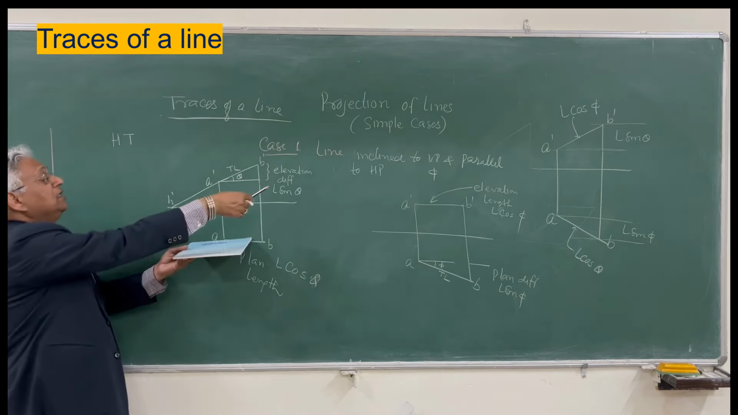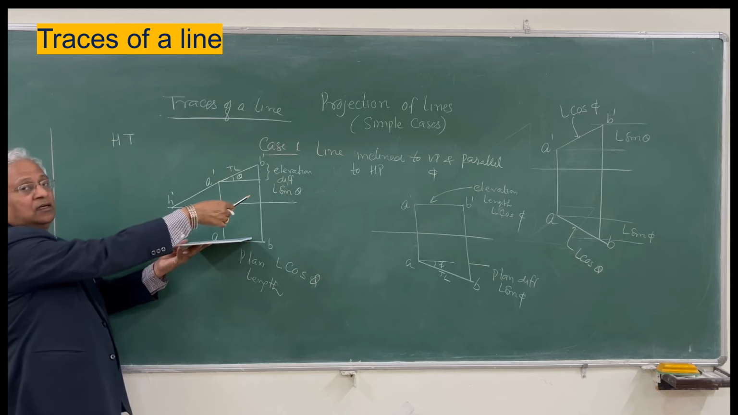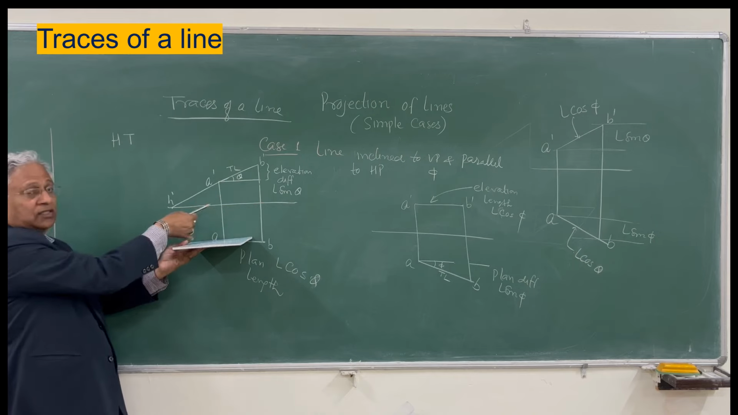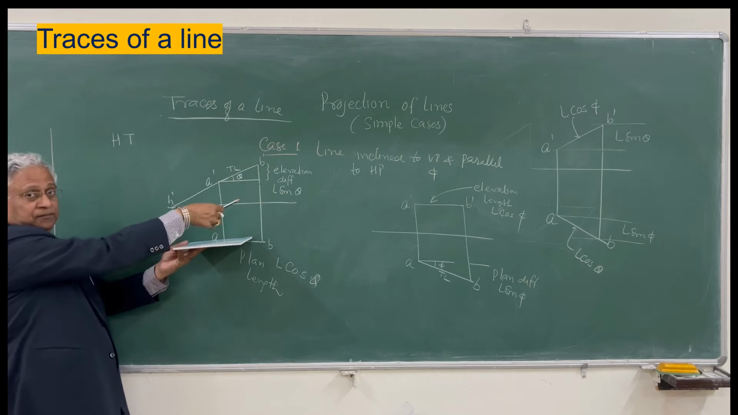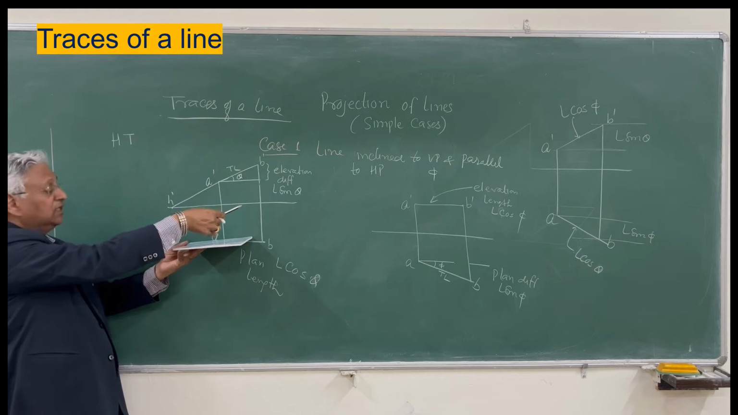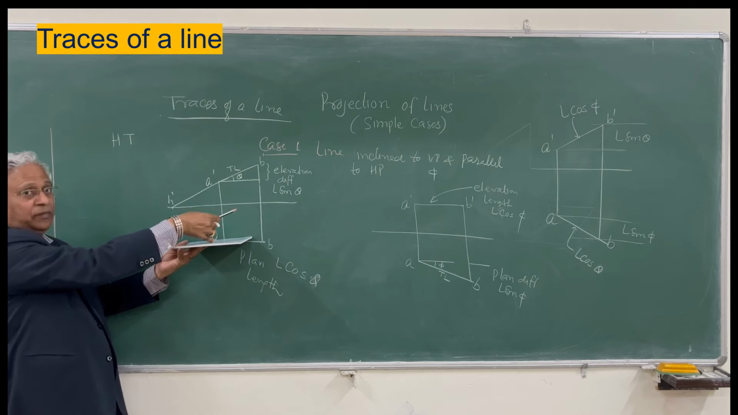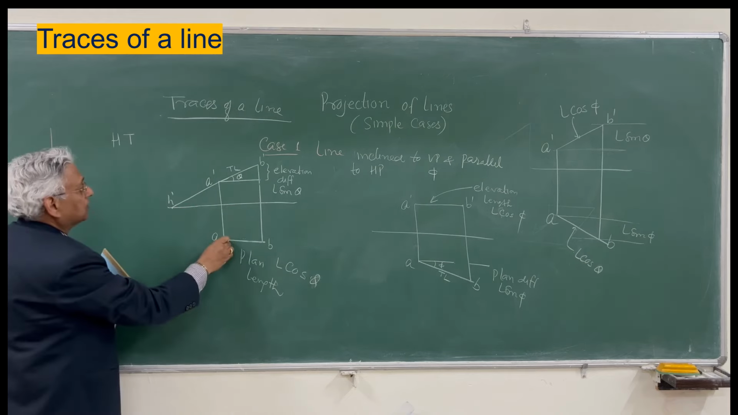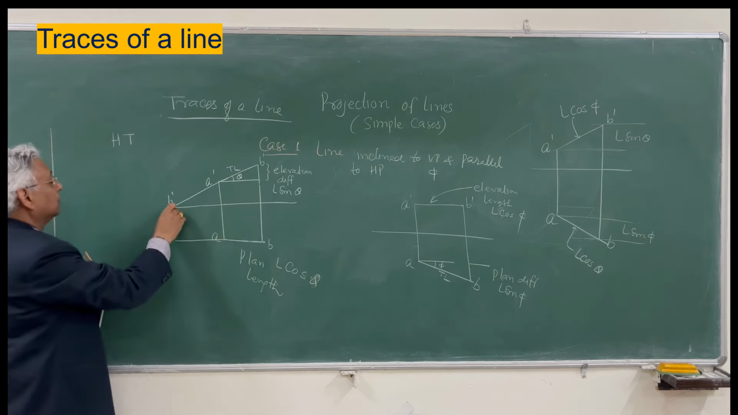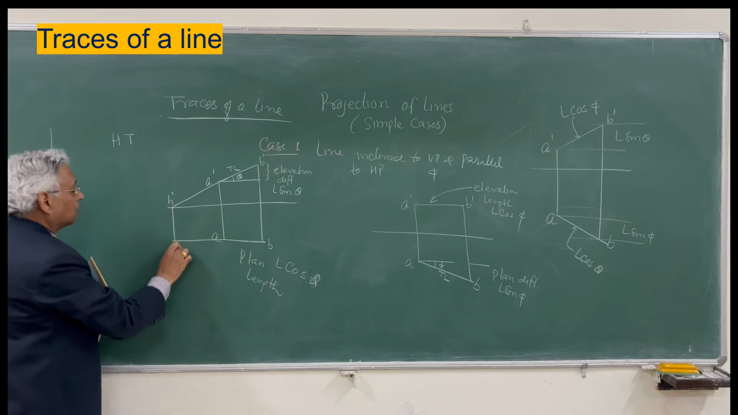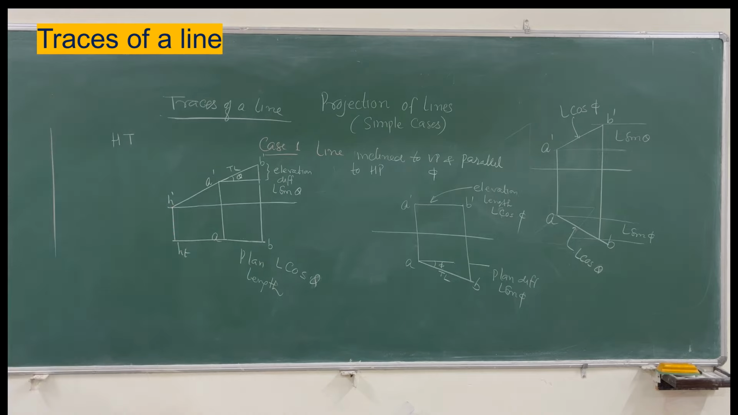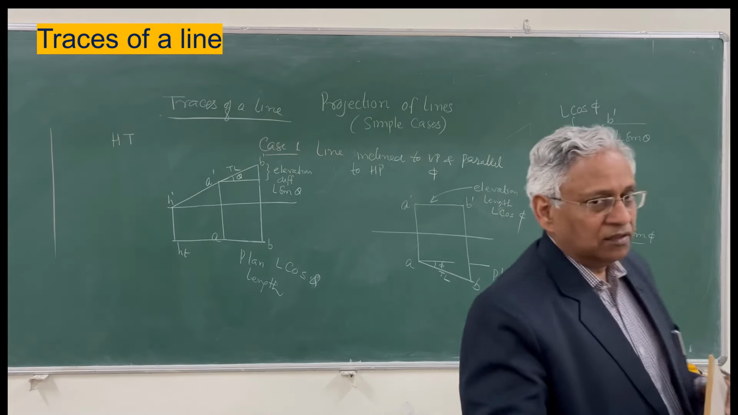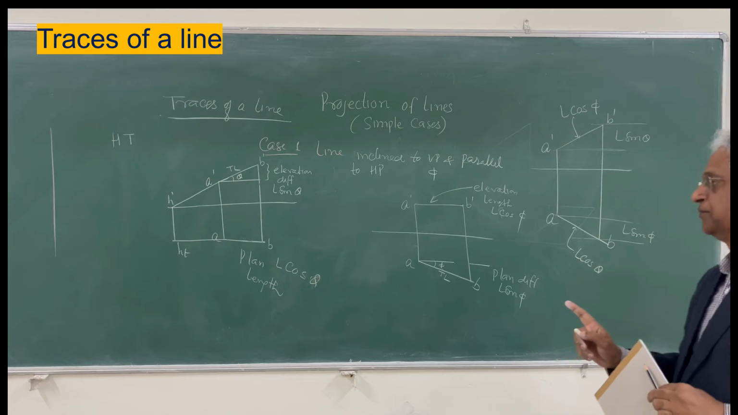And when you are extending this line to meet the horizontal plane, the plan moves parallel to ground line, because we are not changing this distance. We are not changing the angle, we are not changing the distance of A or B from the vertical plane, and therefore this plan moves parallel to ground line. So if you move this parallel to ground line, you get this, called HT, horizontal trace. Horizontal trace is always on plan or extended plan.